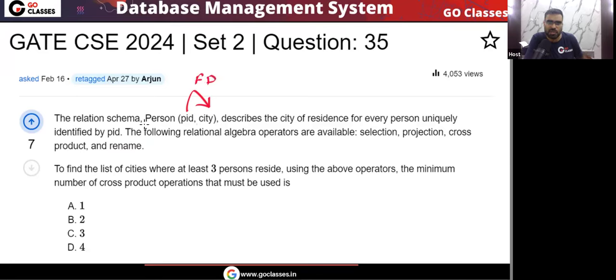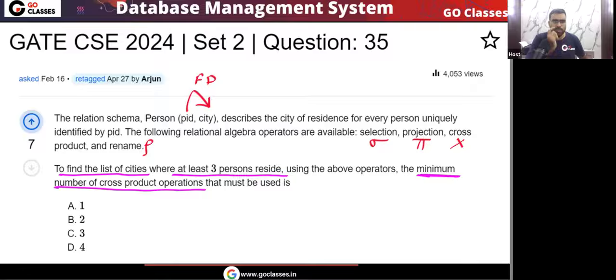The question is saying that this relation schema describes the city in which a person is residing, for every person uniquely identified by PID. The following relational algebra operators are available: selection, projection, cross product, and rename. Now, to find the list of cities where at least three people reside using the above operators, what is the minimum number of cross product operations that must be used?